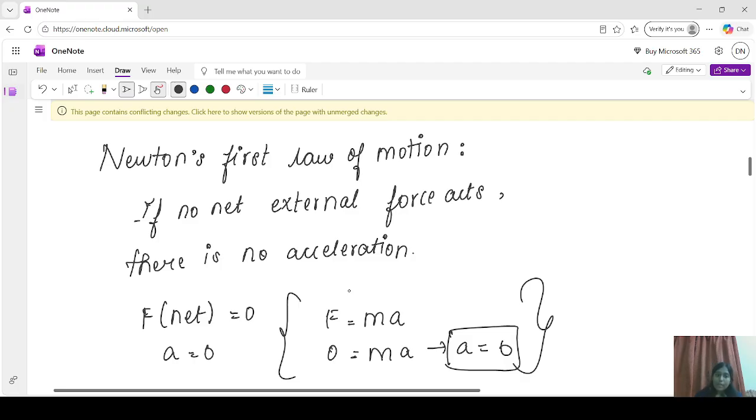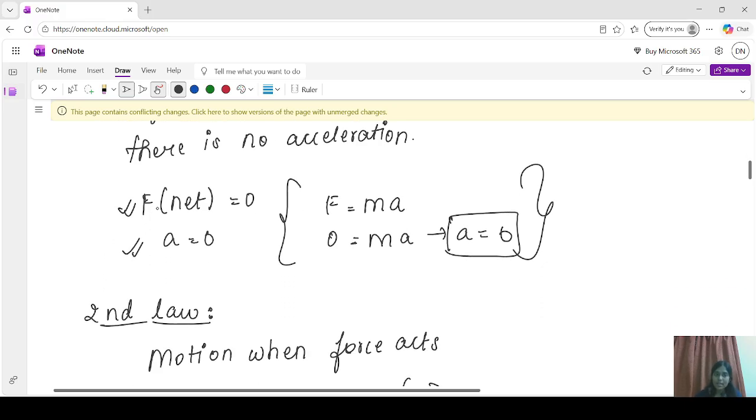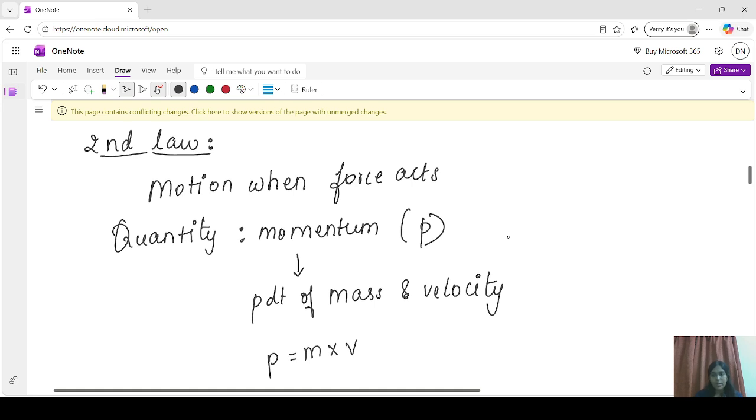So, what is the formula if there is no net force? If net force is equal to zero, then automatically acceleration will be zero. How? F = ma. That is the formula of force. Now we have declared F as 0, and obviously here a = 0. And now this is the first law of Newton.